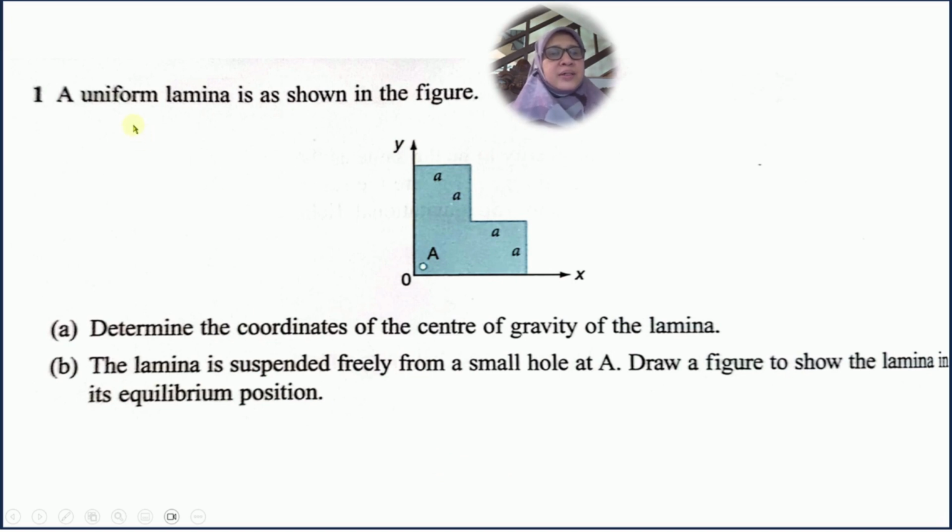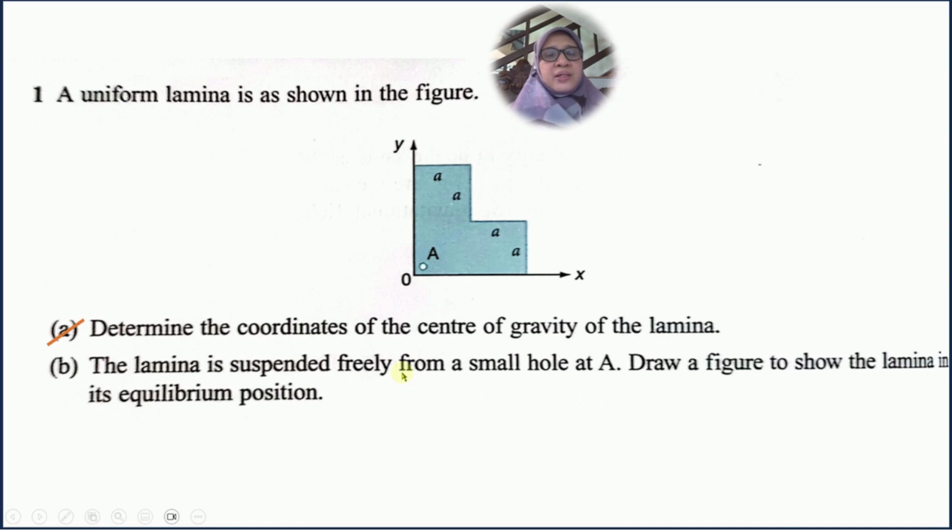Question 1: a uniform lamina is as shown in the figure. A, determine the coordinates of the center of gravity of the lamina. B, the lamina is suspended freely from a small hole at A. Draw a figure to show the lamina in its equilibrium position. Okay, we do question A.